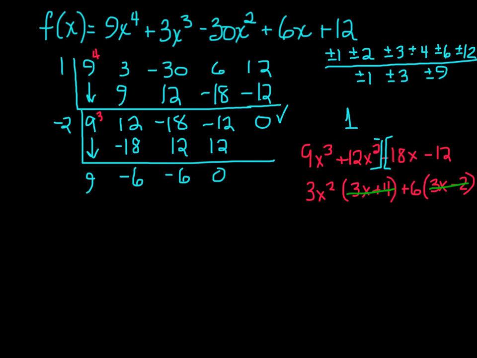Yay! Negative 2 is a solution. And now I've come from a fourth to a third to a squared. And what I have left is 9x squared minus 6x minus 6. And the beauty about that is it's a quadratic, and I can solve it however I want. So the first thing I'm going to do is factor out a 3.